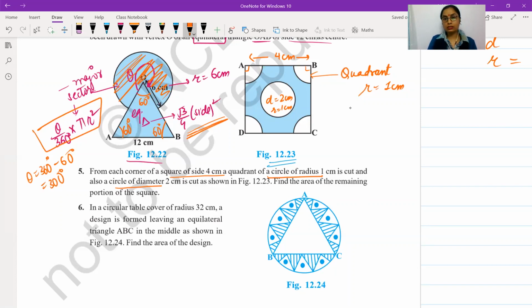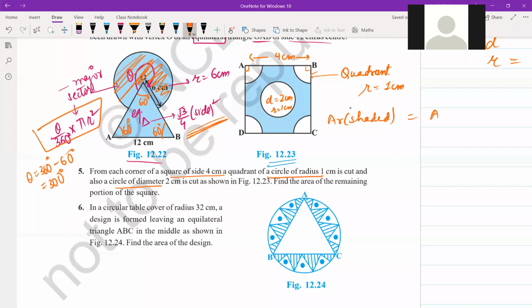Can anyone answer this? Yes, Sahaj? Ma'am, first we will find out the area of the corner, then we could multiply it by 4. Yes. Then we will find out the area of the circle. Yes. And the area of the square, and the sum of the area of the circle plus the area of the 4 quadrants minus area of the full square.